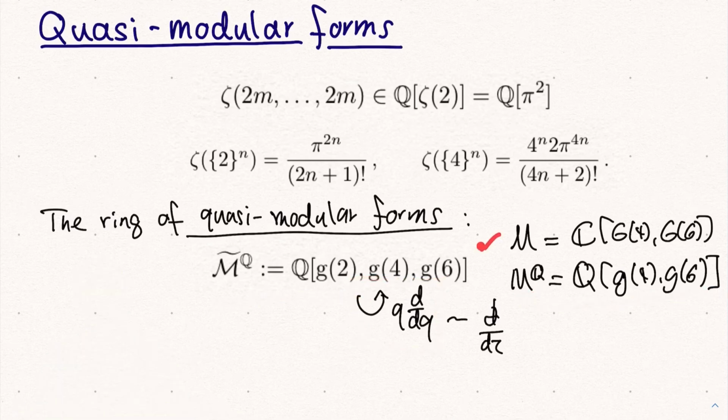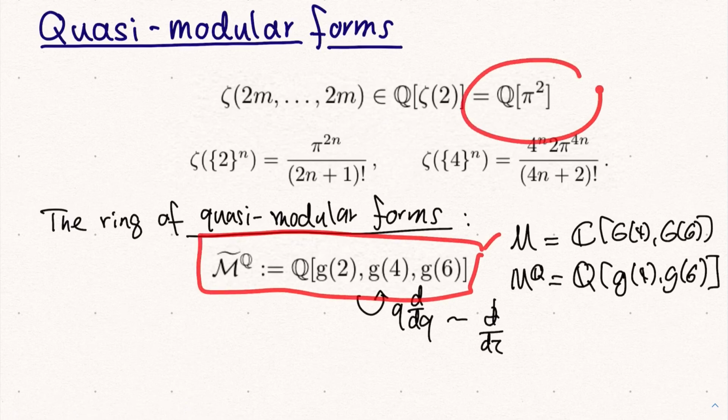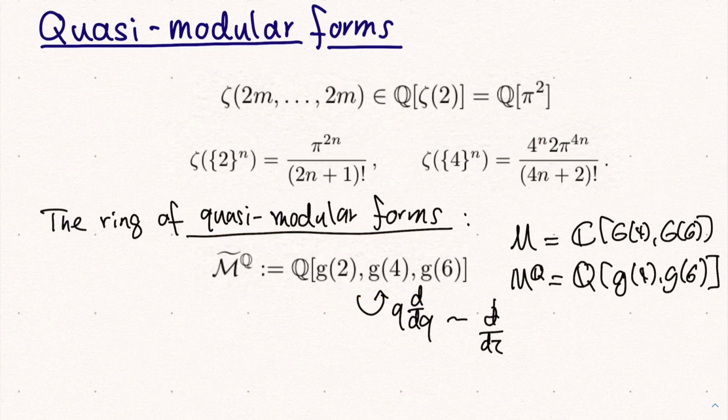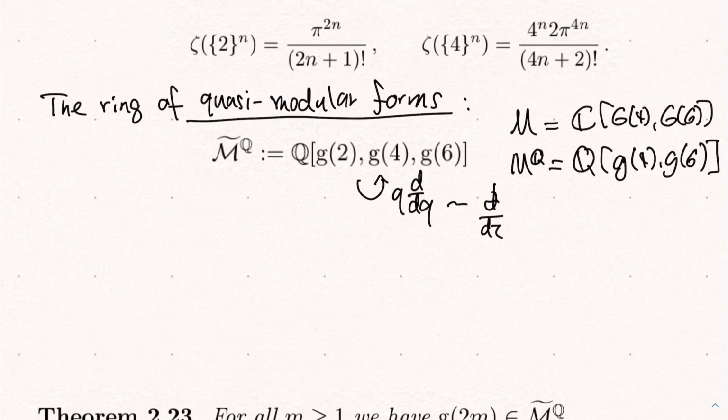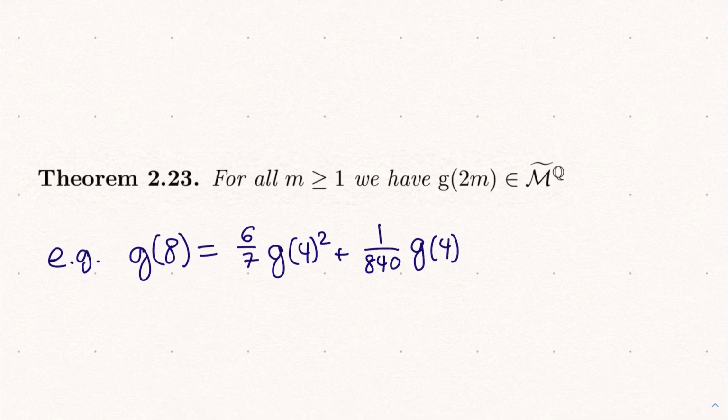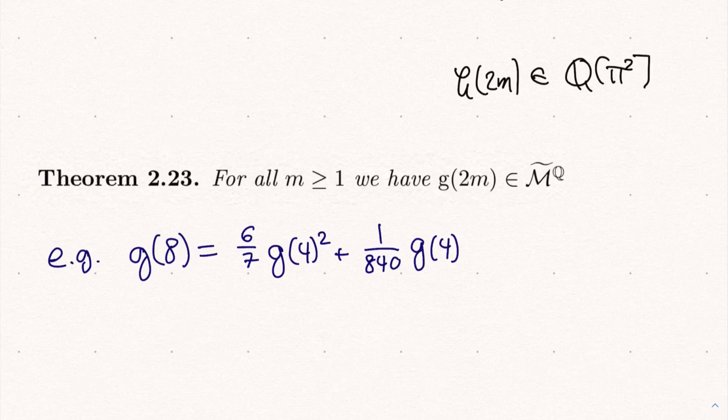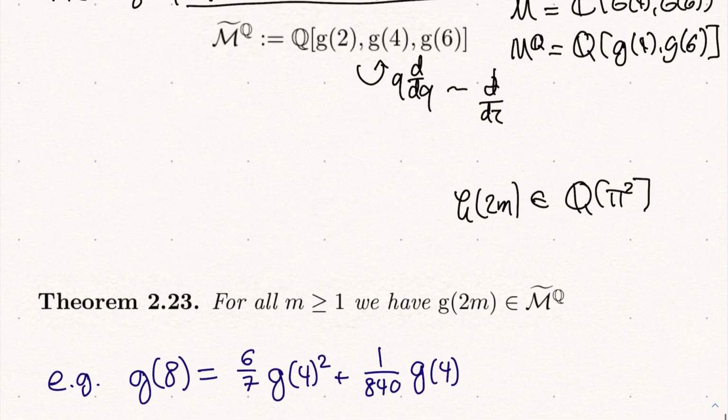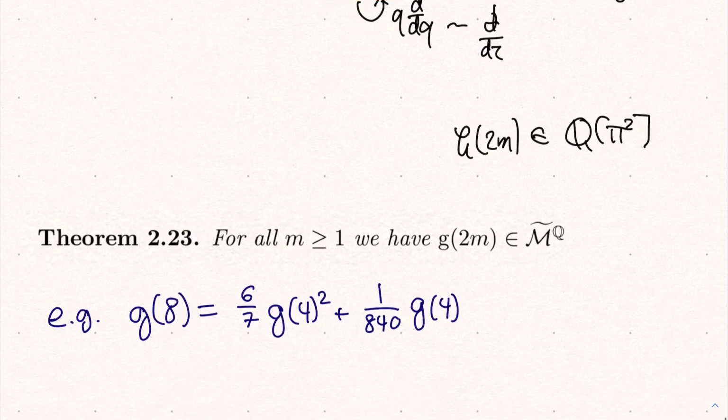But in our picture now, you should think of this as being the analog of the space of rational multiples of even powers of pi, because we have this nice statement here, namely that all g's in depth 1 of even weight are actually in the space of quasi-modular forms. And this is the analog of the statement that the even zeta values are all in Q pi squared. But here we need to include G2, G4 and G6 and not just G2.